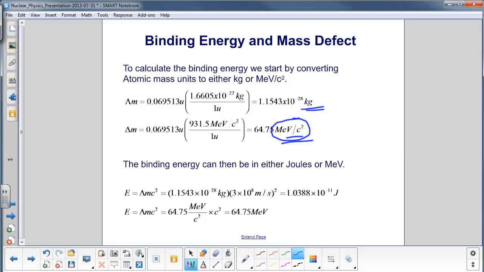If we want it in MeV, we take this mass defect, and you can see the math is quite a bit easier. We have MeV per c squared times c squared. These just cancel each other out, and we're left with a binding energy of 64.75 MeV. So the math is easier, and it's a little easier to say when you're working with nuclear binding energies than worrying about joules and kilograms.